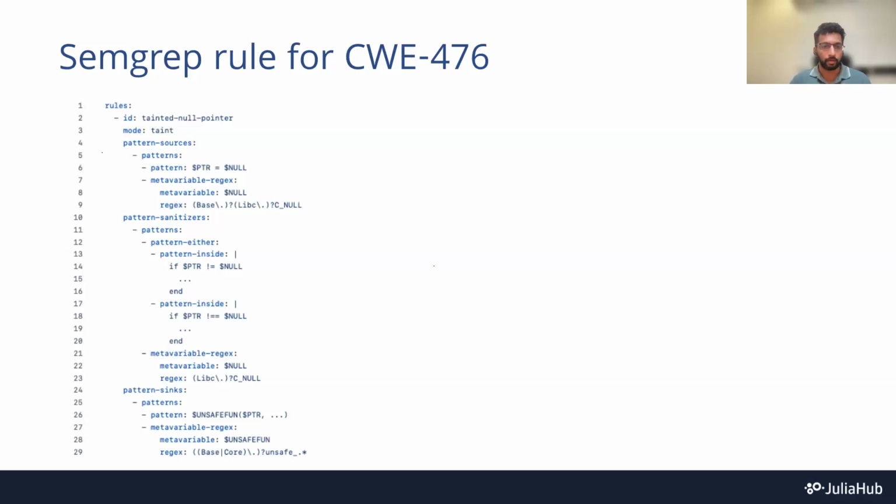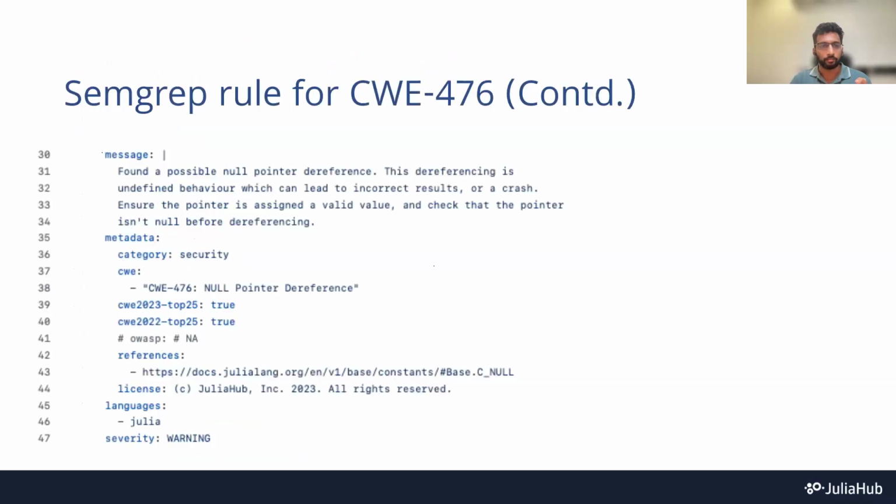I'll come up with an actual code example to make it much more clear what I meant. The other part of the rule set mainly has the metadata associated with the rule set, which is used in the reporting. So here, if you can see, there is a message, the exact message that needs to be displayed for the user to fix the issue. It has other metadata like the severity and the level, and, when applicable, CWEs that are associated with this pattern. So in this case, it is CWE 476.